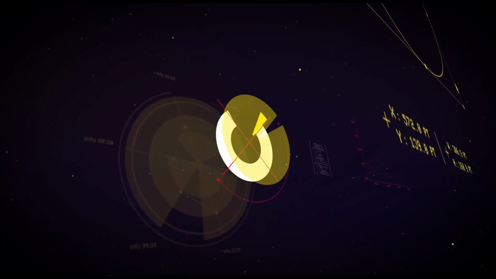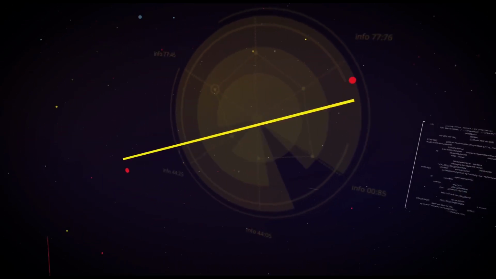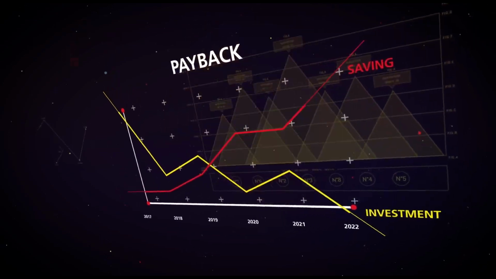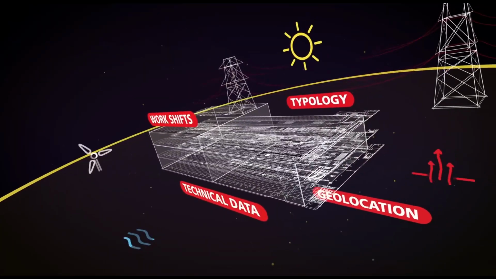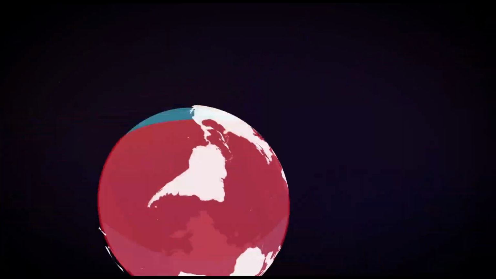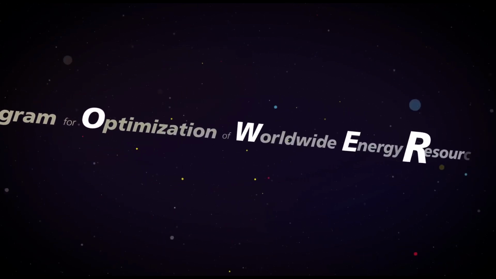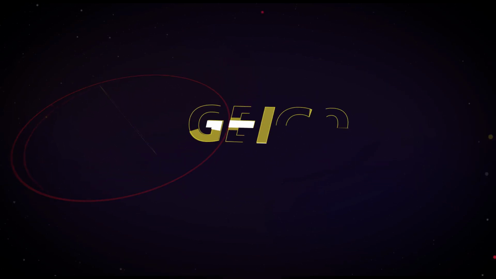optimizing the quality and quantity of renewable energies used. And finally, it calculates the payback, meaning the years necessary to amortize the investment. J-Power can be applied to existing plants. J-Power is the program for the optimization of worldwide energy resources by Jayco.